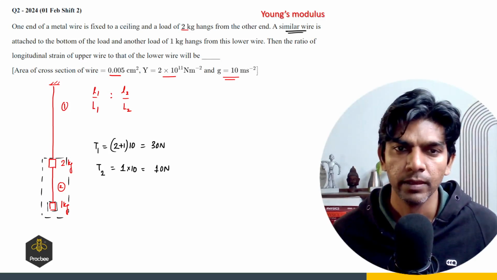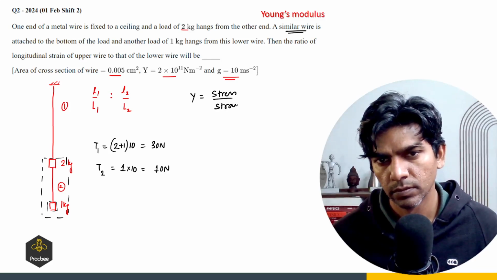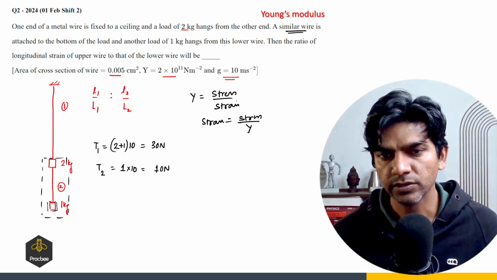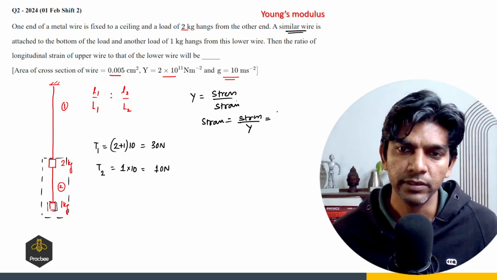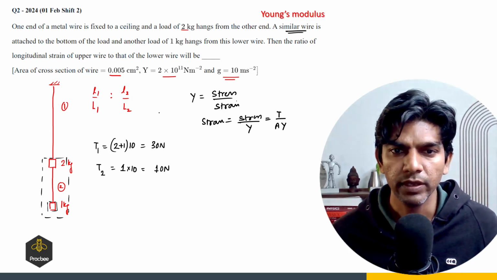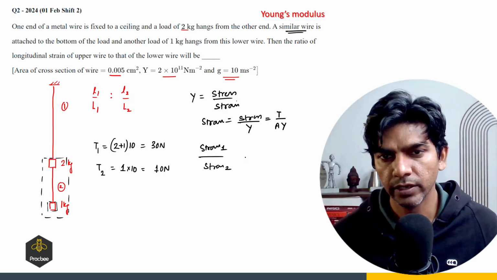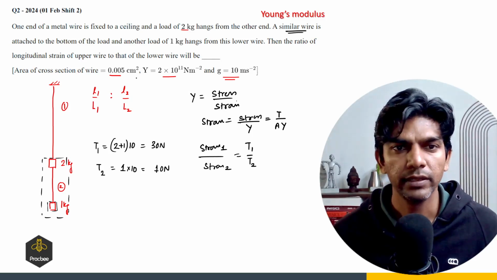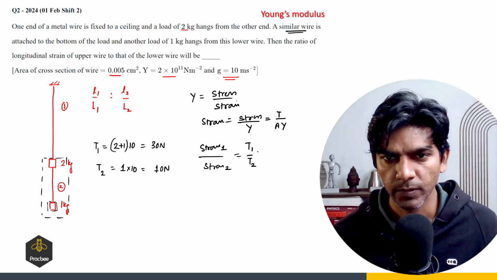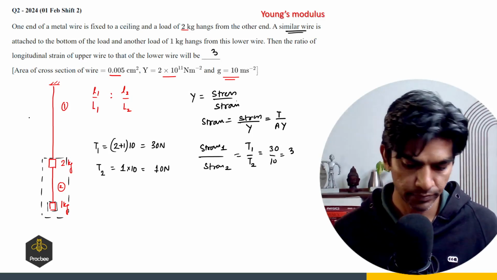Now we got the tensions. Now we know Young's modulus is defined as stress upon strain. So strain is defined as stress upon Young's modulus, and stress can be written as the tension in the wire divided by area of cross section. Now we have to find the strain. So strain in wire 1 divided by strain in wire 2 will be T1 by T2, and they have the same area of cross section, and Young's modulus is also same. So it comes out to be 30 by 10, which comes out to be 3. So 3 is the answer of this question.